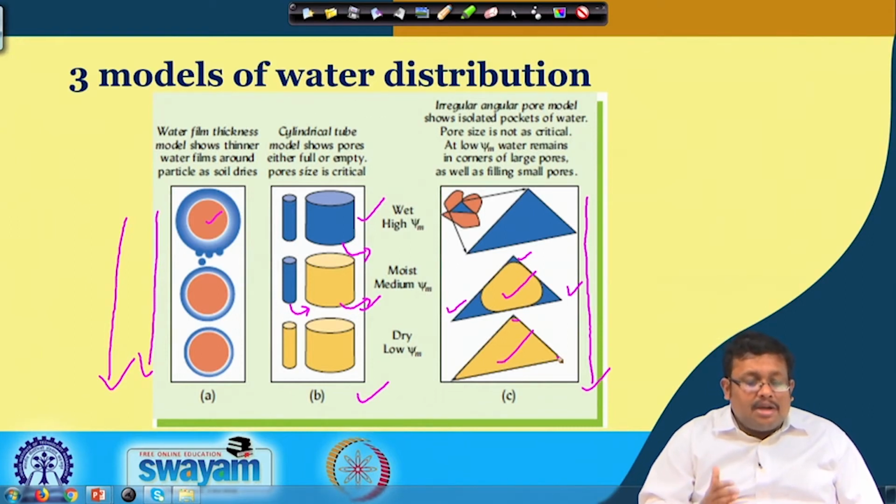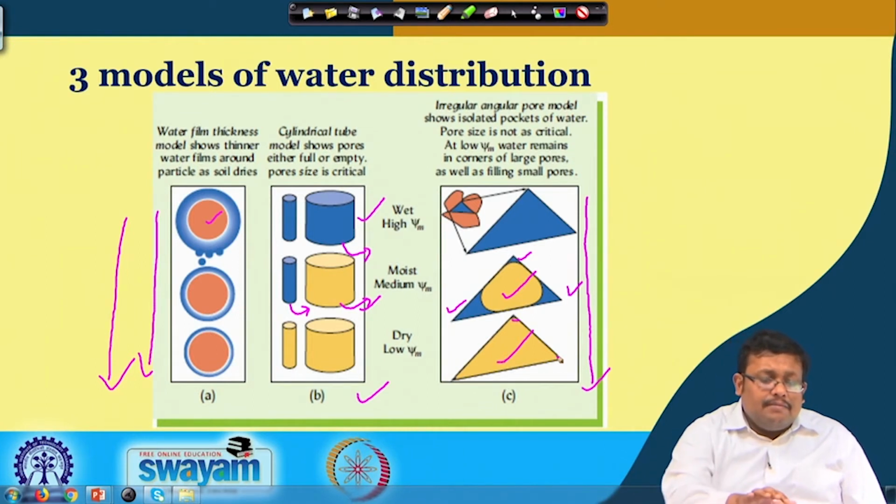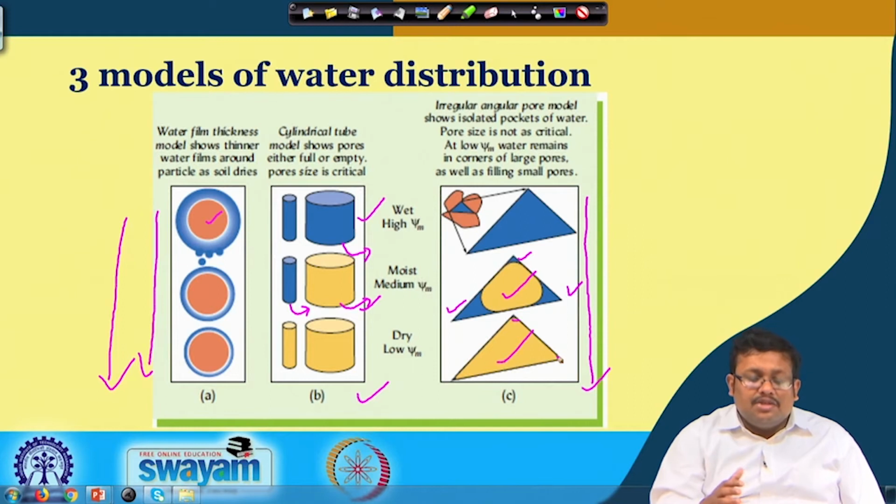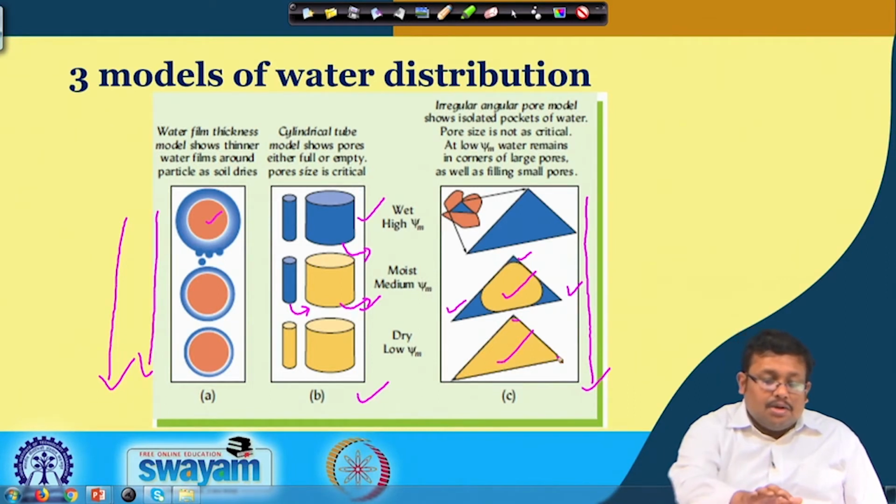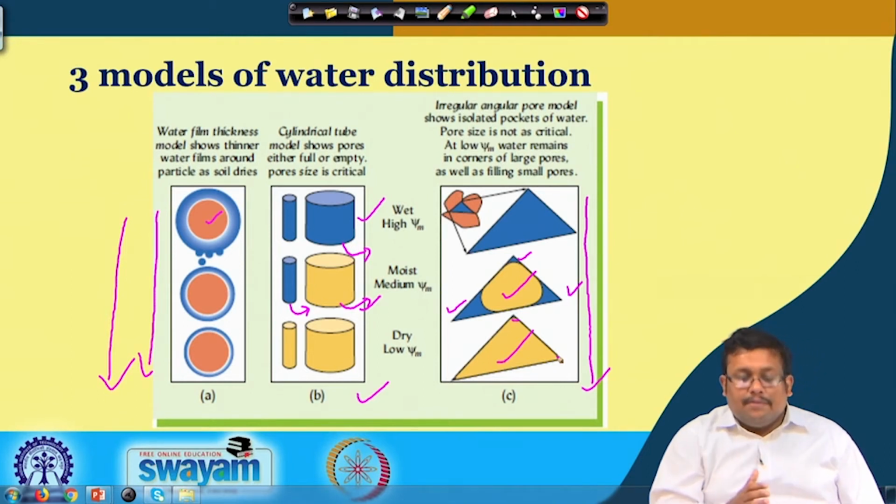So, these three models basically show the principle through which water distributes from one area of soil to another area. This governs the pathway through which the soil water will move from one portion of the soil to another portion of soil.